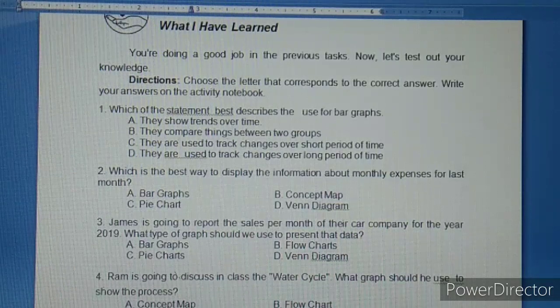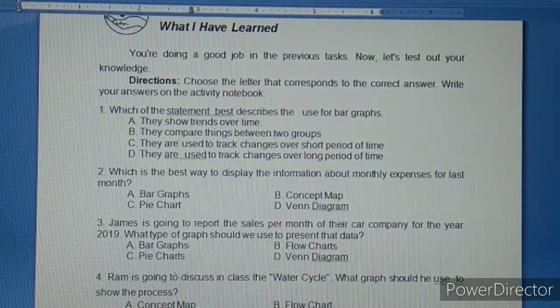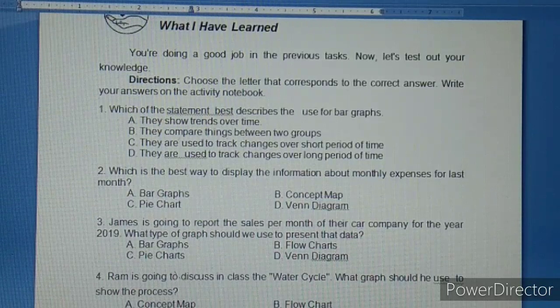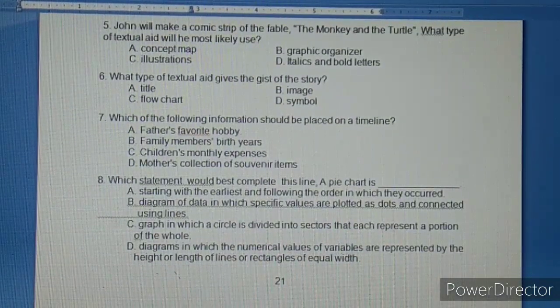Now let's move on to number 4. Ram is going to discuss in class the water cycle. What graph should he use to show the process? A. Concept map, B. flow chart, C. line graph, or D. pie chart? Of course, the correct answer is letter B. Flow chart.